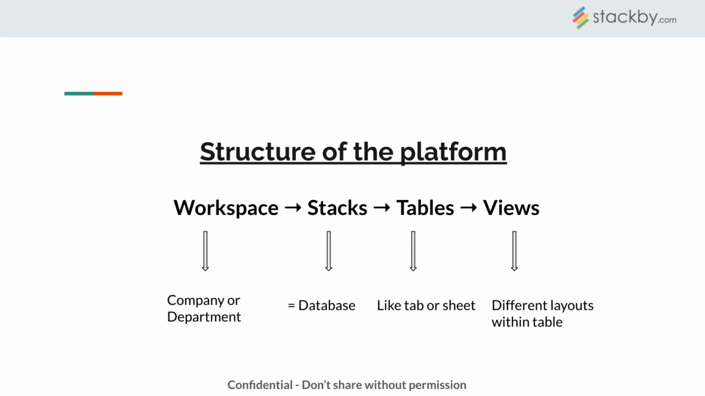So here's the structure of the platform. The platform is divided into four different parts: workspaces, stacks, tables, and views. A workspace can be a company or a department. Stacks are essentially databases. Within a stack, there are multiple tables, just like tabs in Excel or Google Sheets. And within a table, there are different layouts or views.